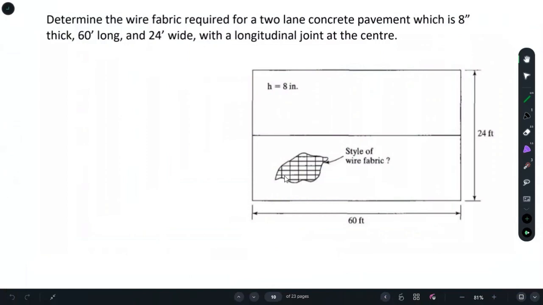We have a concrete pavement which is 8-inch thick and 60 feet long and 24 feet wide. The thing is that we need to design the style of wire fabric, and simply we just need to find out the longitudinal bar like this, these bars, and this transverse reinforcement, its bar number and its area.